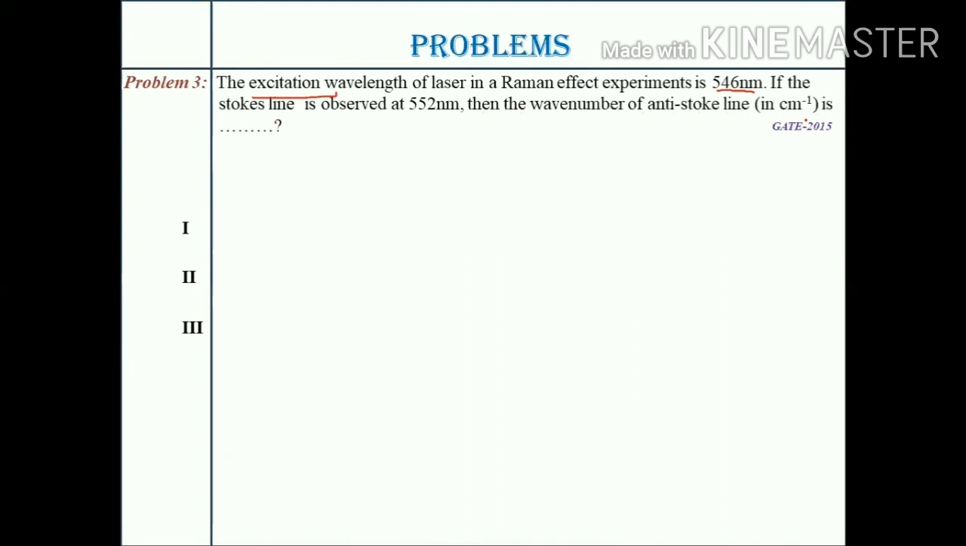Very simple. I know the value for Rayleigh scattering, right? It is 546 nanometer. Now look here, nanometer means wavelength is given to me. Just go with the unit first. So the wavelength is given to me for Rayleigh scattering. Can I calculate the wave number from this? Yes, definitely I can. Why? Because wave number is the inverse of wavelength. So I get the value of Rayleigh scattering in centimeter inverse as 18315 centimeter inverse.